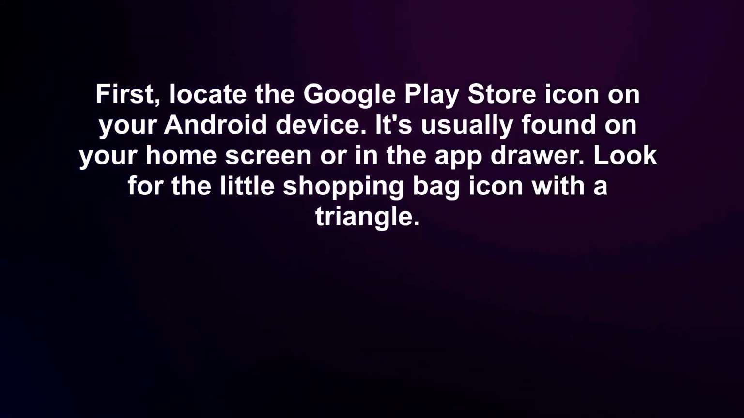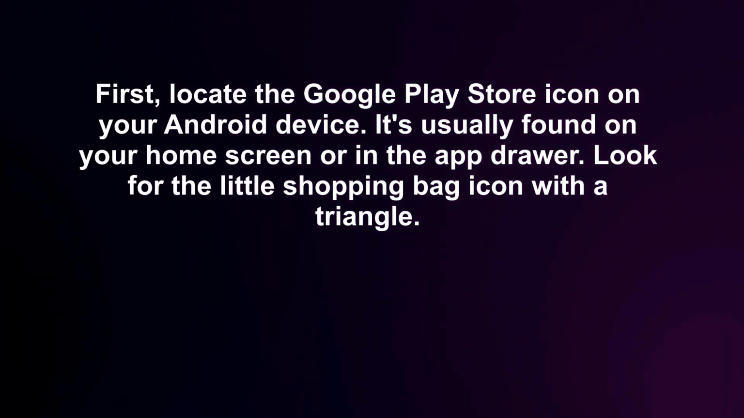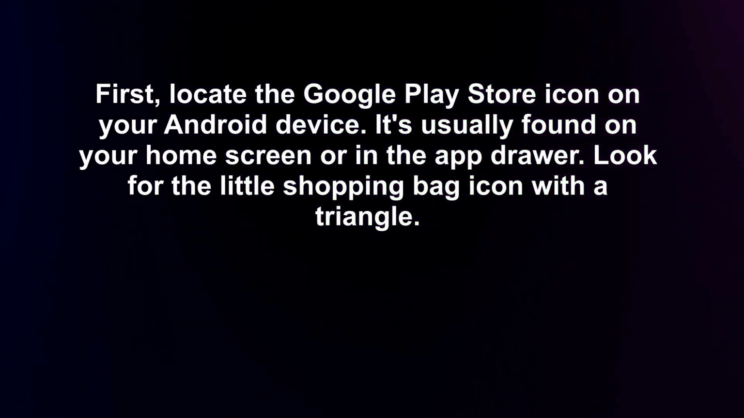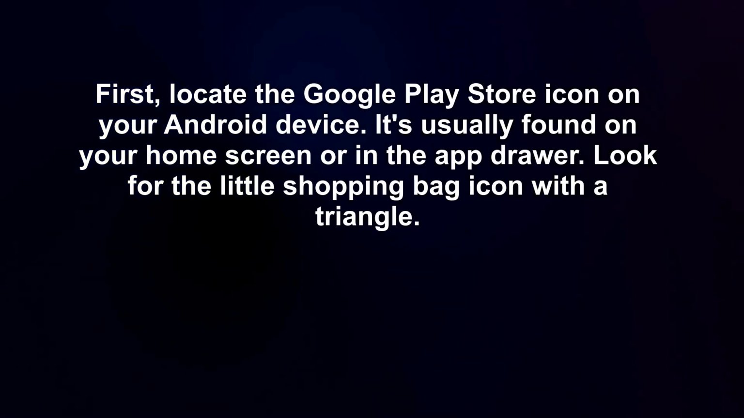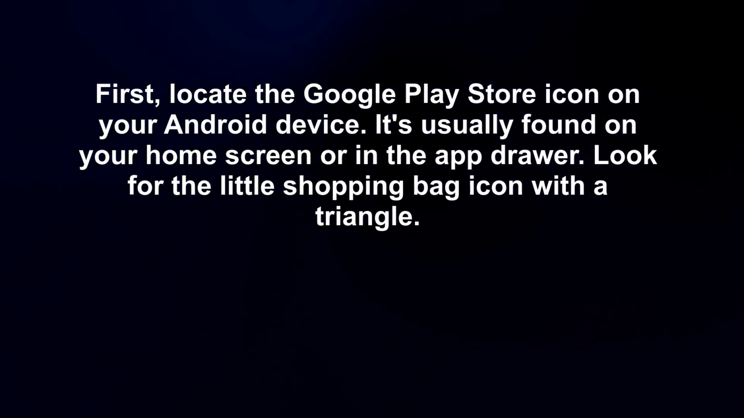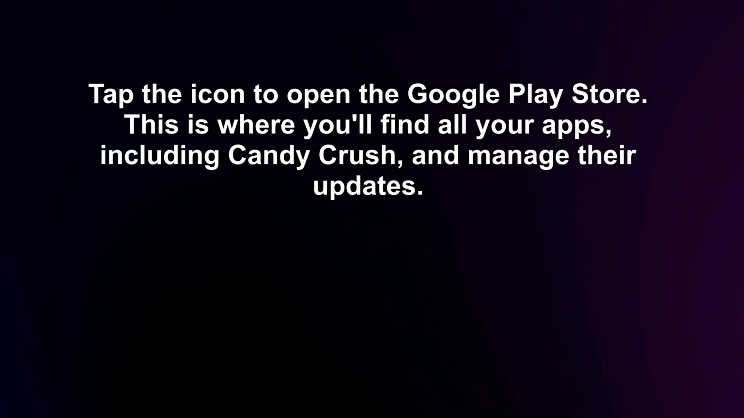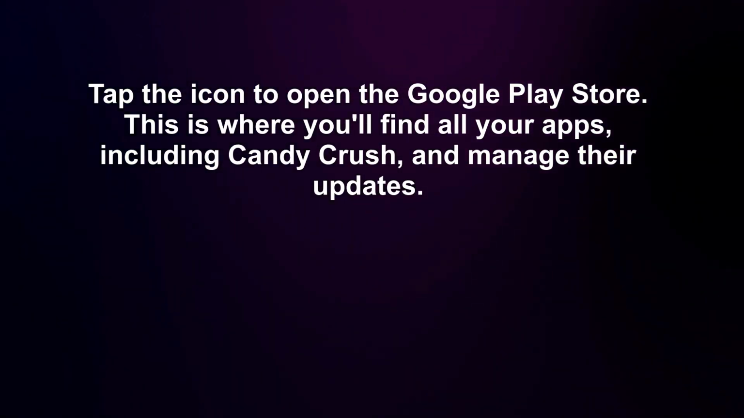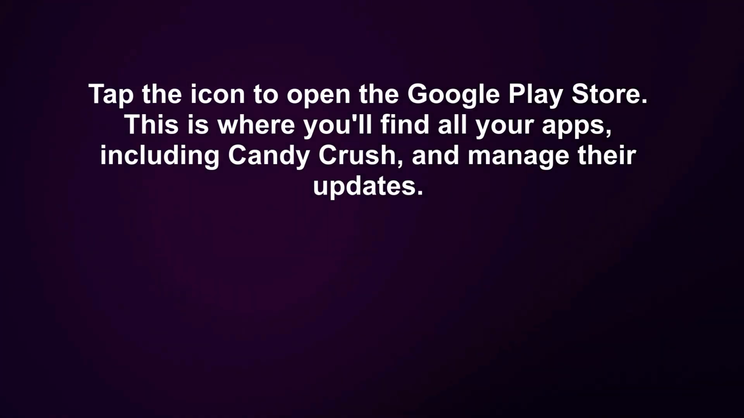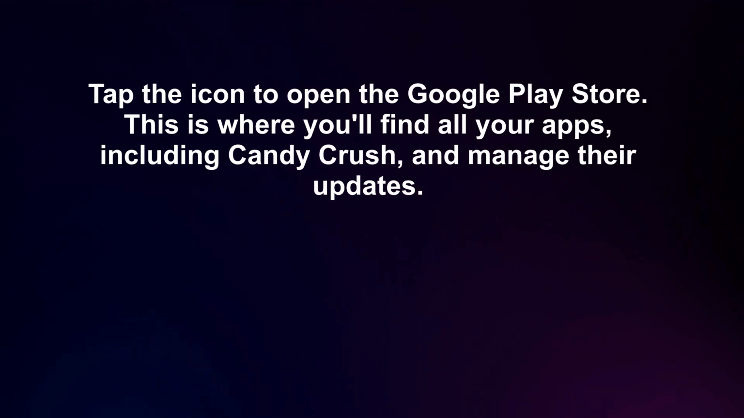First, locate the Google Play Store icon on your Android device. It's usually found on your home screen or in the app drawer. Look for the little shopping bag icon with a triangle. Tap the icon to open the Google Play Store. This is where you'll find all your apps, including Candy Crush, and manage their updates.